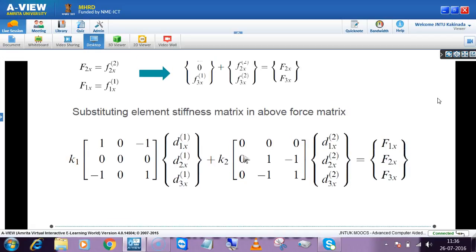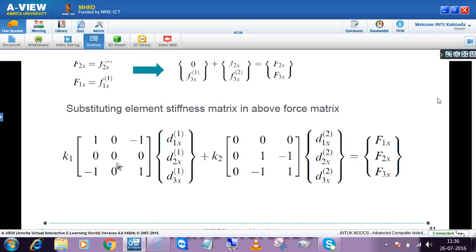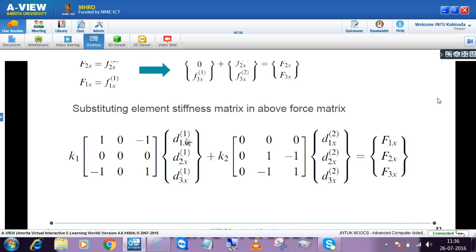Now we can sum it up. It looks like this. So this is the global stiffness matrix. We are summing it up: D1x, D2x, D3x into stiffness.